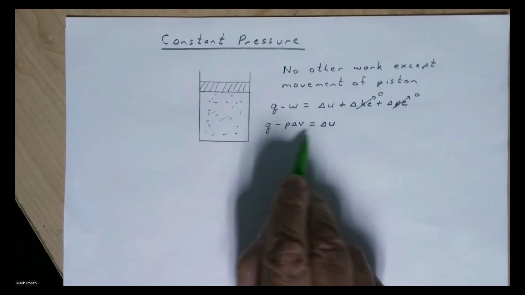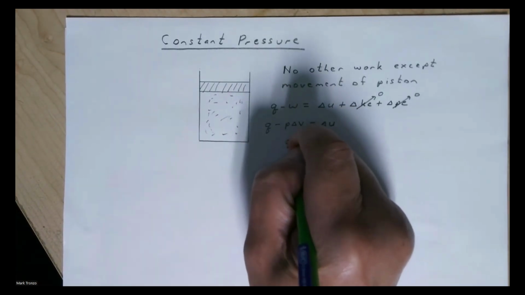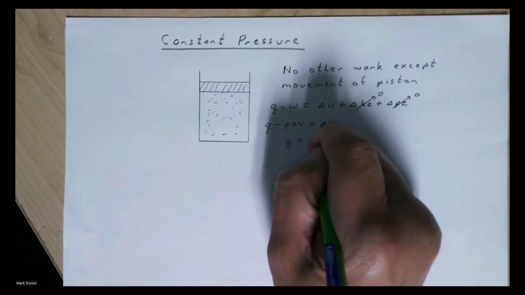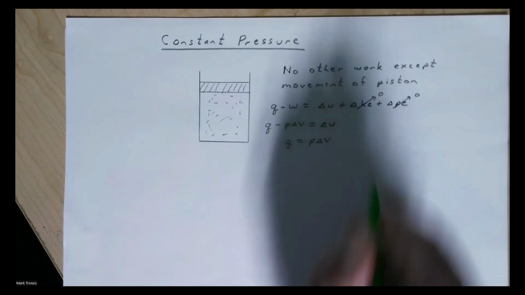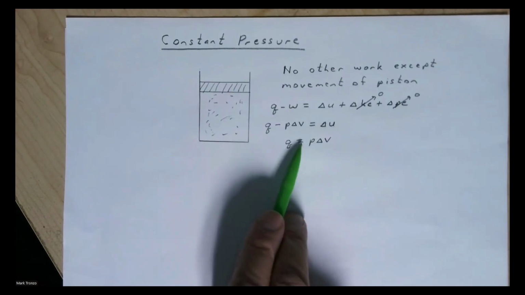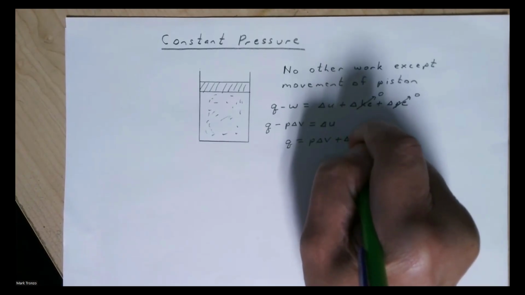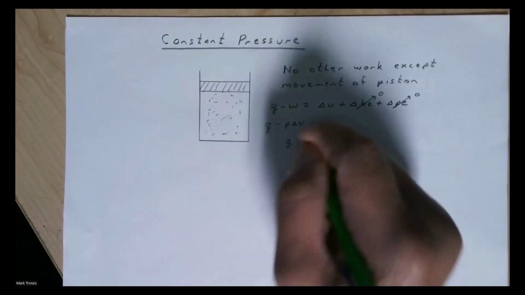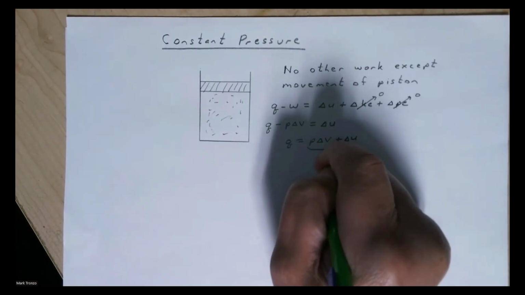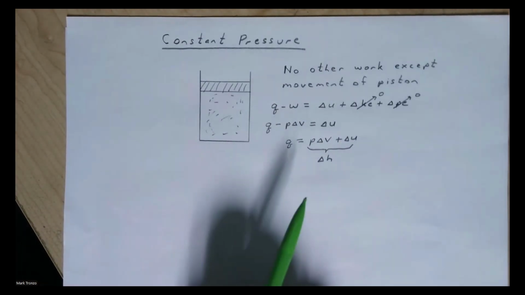And now we can bring this P delta V to the other side of the equation. Remember, P is constant. That's why we could say P delta V rather than delta PV. We were able to take the P out and plus this. And recall that this is the change in enthalpy, like this.